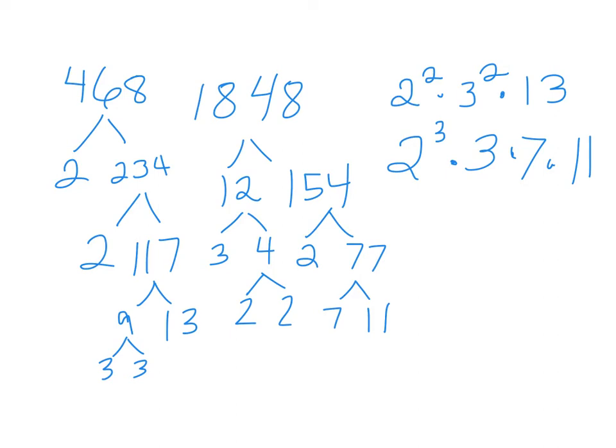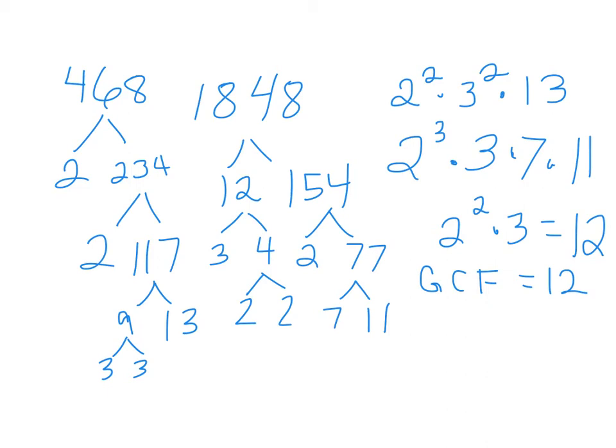So what I'm going to do is choose the smallest 2, that's 2 squared, and the smallest 3, that's just 3. So 2 squared times 3 is 12. So the GCF in this case is 12. Now, if I want to find the lowest common multiple, what I'm going to do is take the product of A and B.